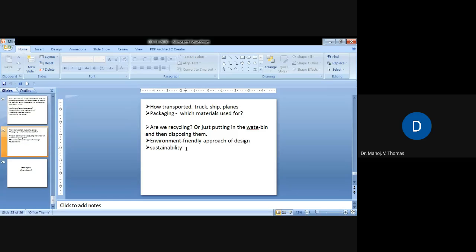Then how it is transported, as I told, through trucks, ship, or plane. Packaging, which material is used for packaging? Are the materials environment friendly? Are we recycling or just putting them in the waste bin and disposing of them? Environment friendly design is the ultimate focus, and thereby we are sustaining the natural resources and preserving the resources for generations to come.